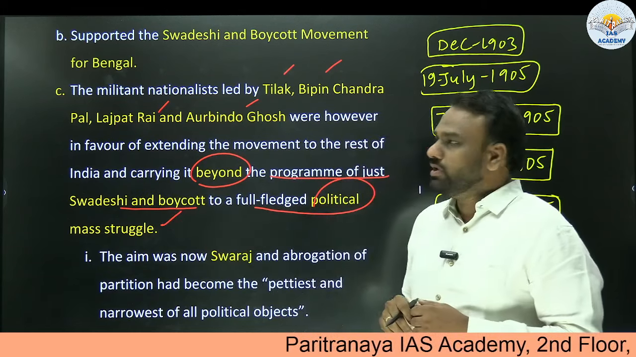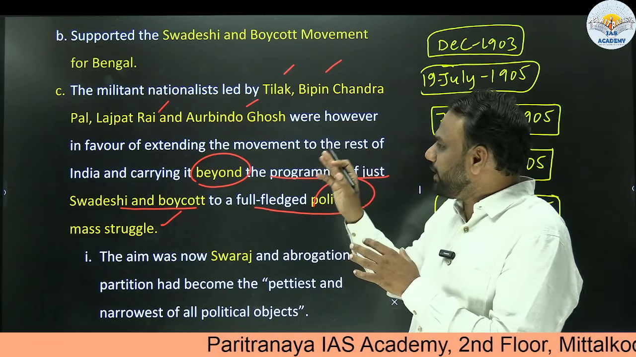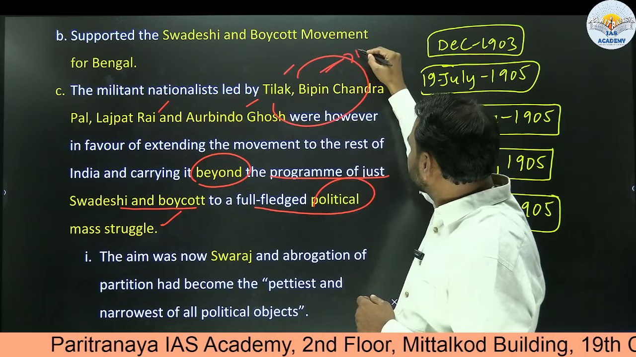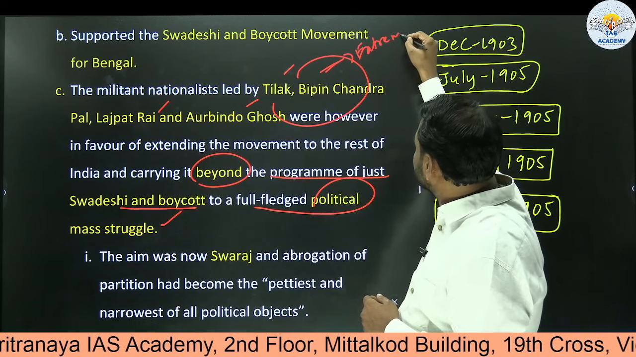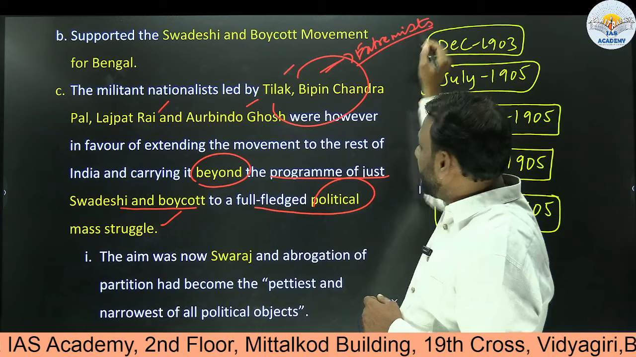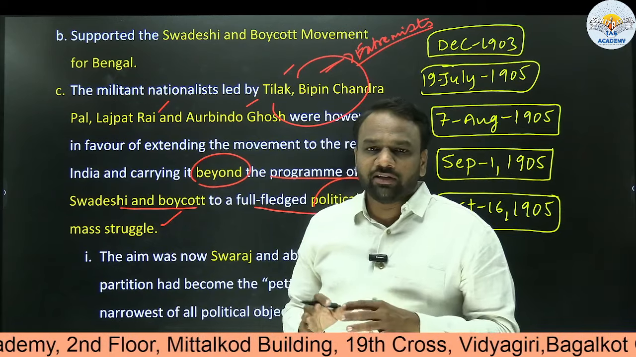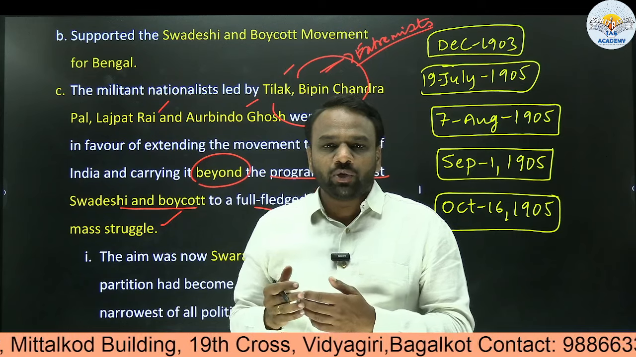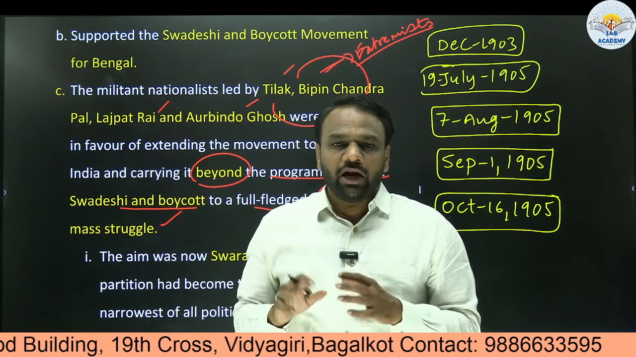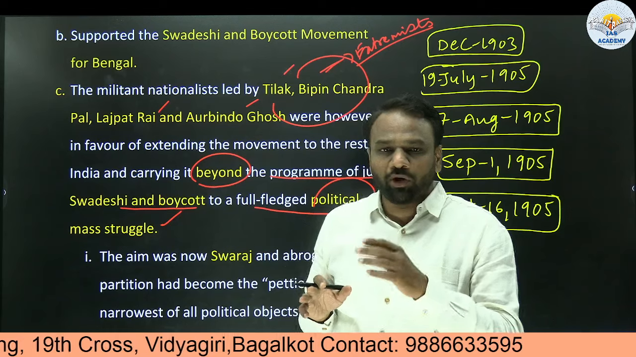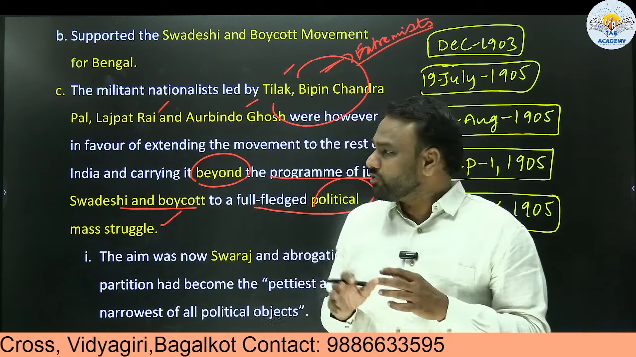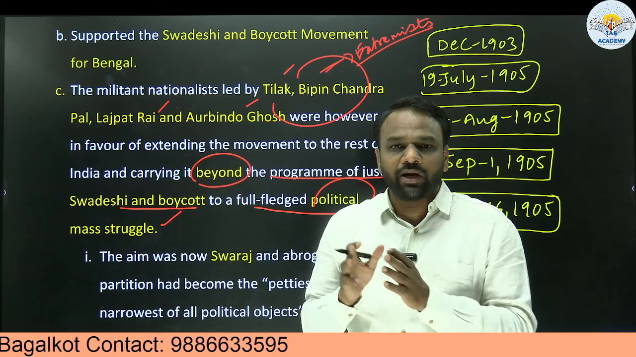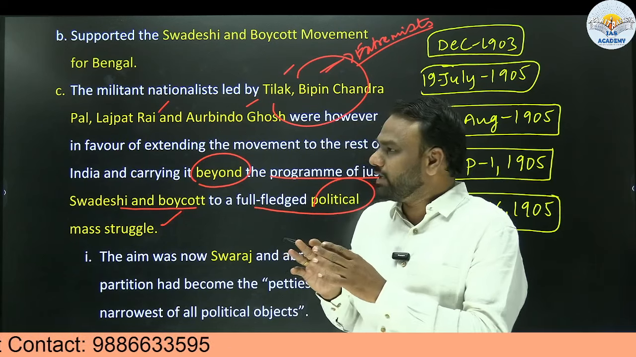Very important. A few of the personalities: Tilak, Bipan Chandra Pal, Lajpat Rai and Aurobindo Ghosh. They belong to which wing? Extremists. They belong to the wing of extremists. So what was their idea? Rather than confining our movement only to the region of Bengal, we need to take it to different parts of India. And rather than just making it a boycott movement, we should make it a mass movement, and the ultimate aim of this mass movement should be securing freedom for India. So they wanted to give it a different direction.